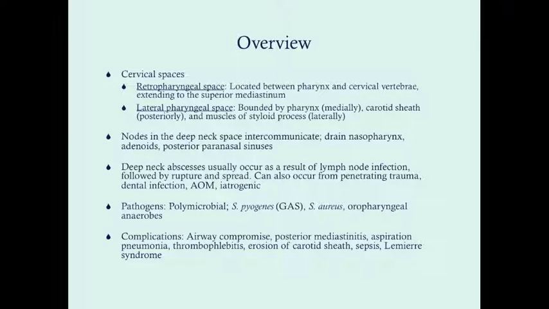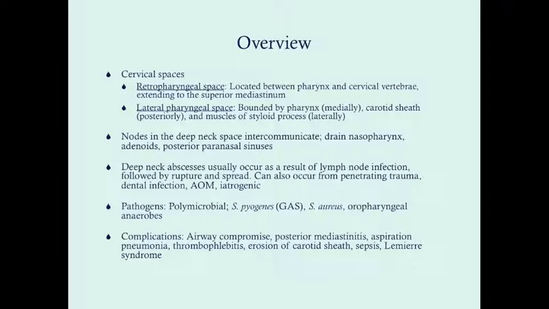Deep neck abscesses usually occur as a result of lymph node infection. And where do you get a lymph node infection from? Well, you get it from an infection from somewhere else, and the lymph nodes drain it. So usually this is going to occur in the setting of something like pharyngitis or some kind of infection of the pharynx or inside the mouth or possibly even of the esophagus.